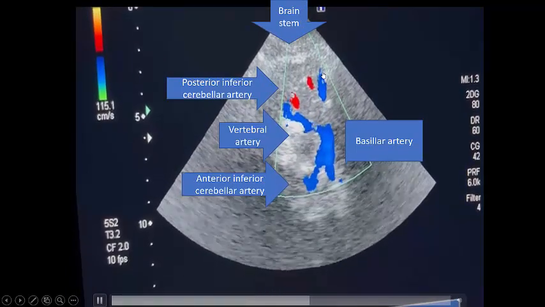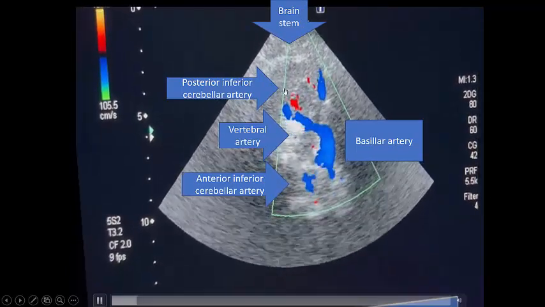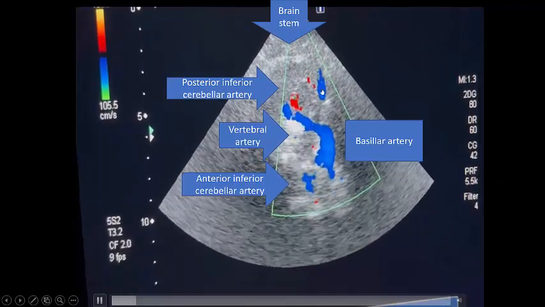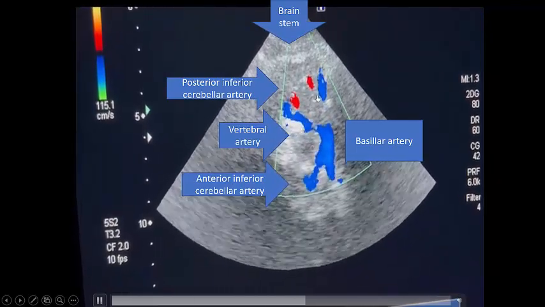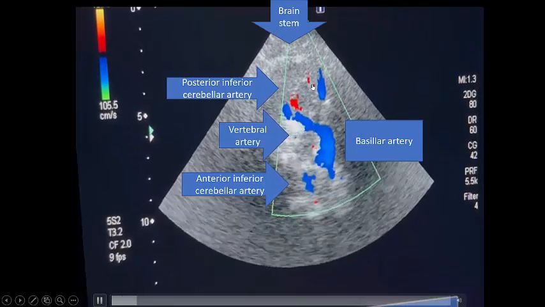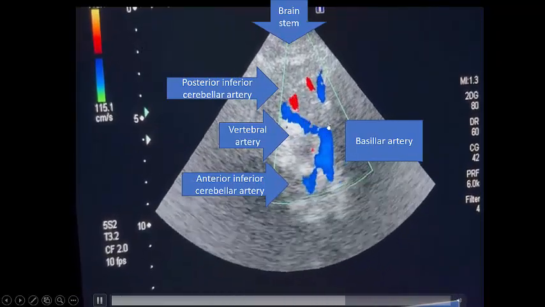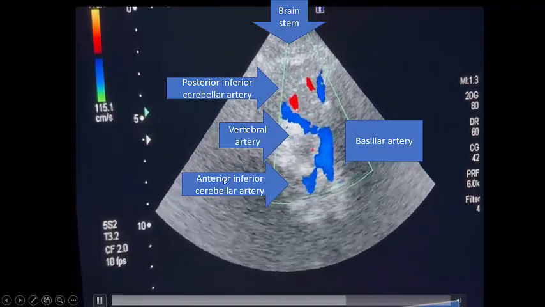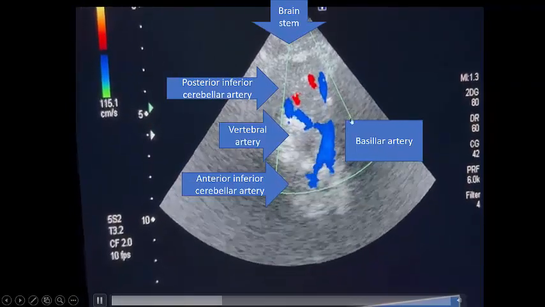The problem is not in the posterior circulation at all. Here is the left vertebral artery, with flow away from my probe in blue. Here is the right vertebral artery, good flow. Here is the PICA on the left and the PICA on the right. Here is the basilar artery, and even the anterior inferior cerebellar artery appears from the basilar artery.